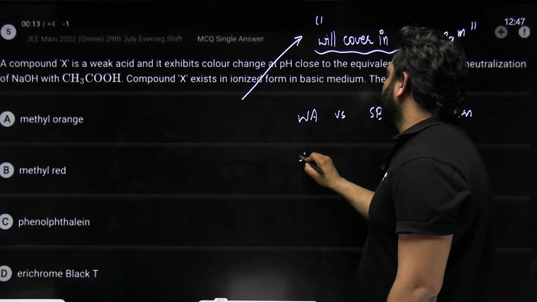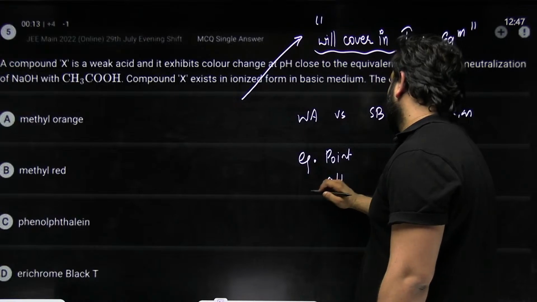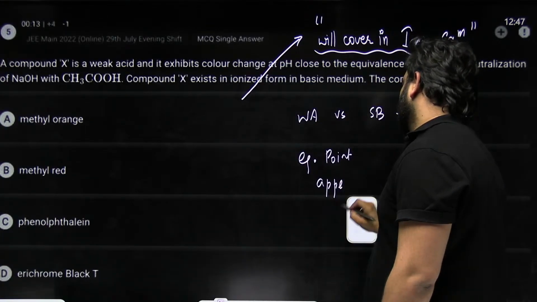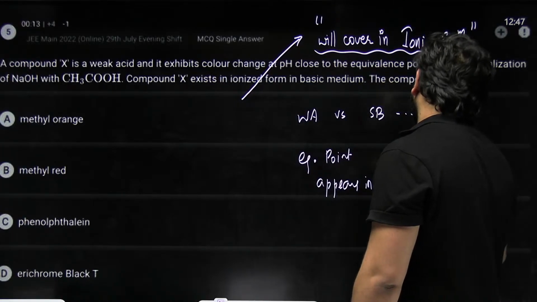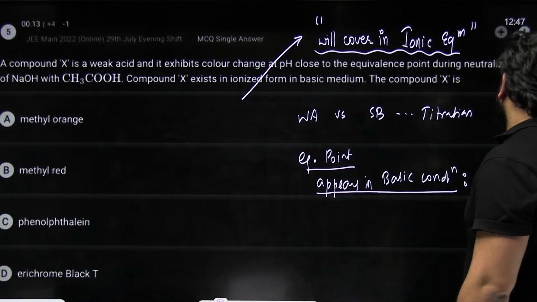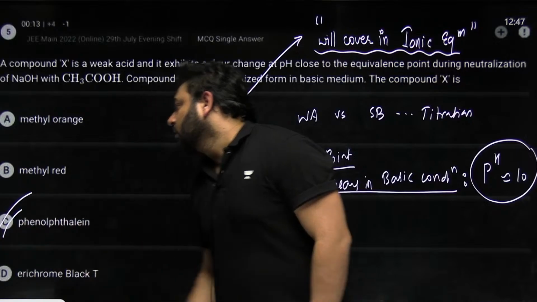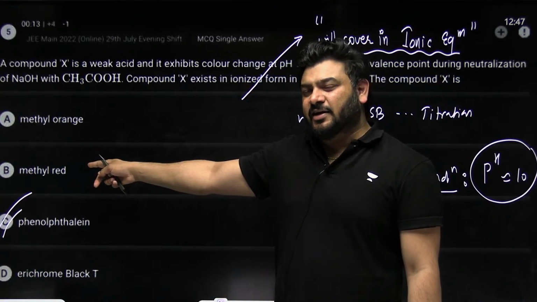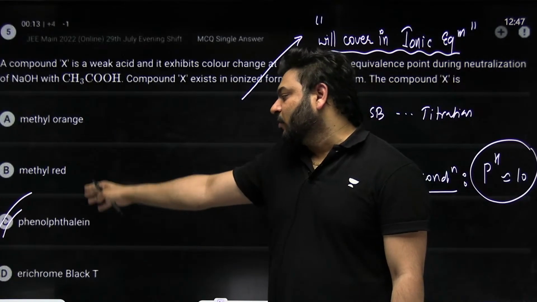and the equivalence point appears in basic conditions. Basic conditions as in where pH is nearly 10. So the suitable indicator will be phenolphthalein. Methyl orange is a base, gives you color change in acidic condition like 3 to 4. Methyl orange same, methyl red also similar 4 to 5.